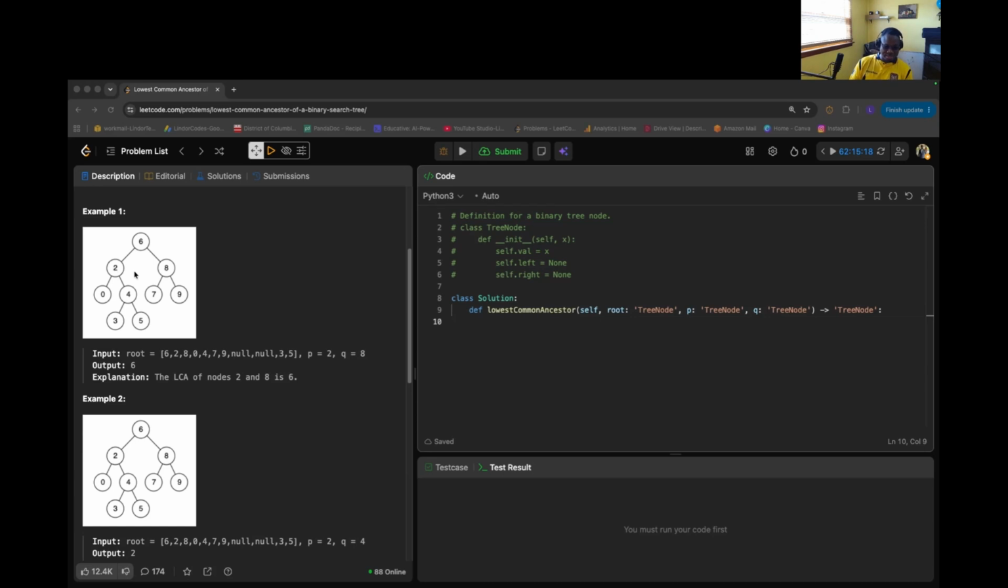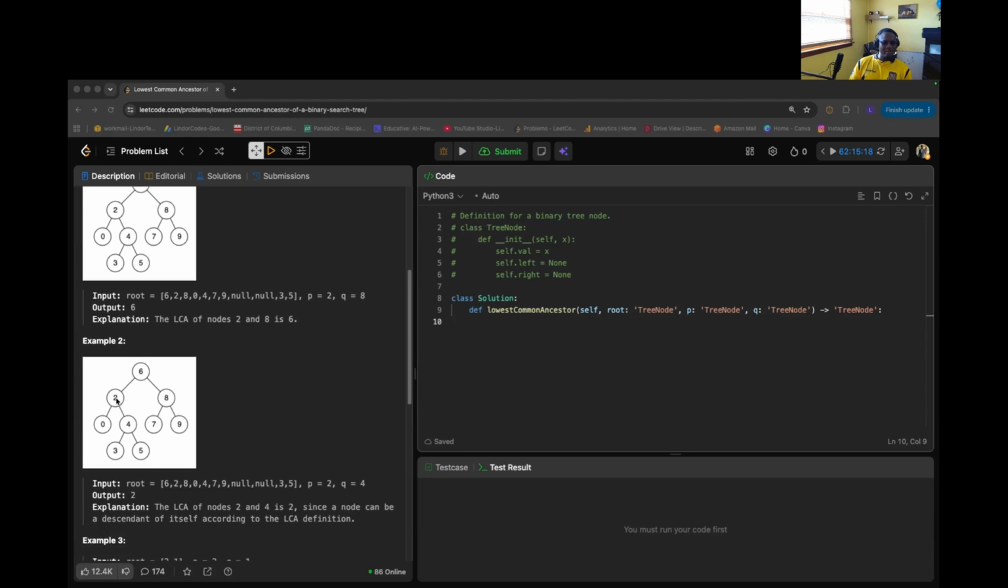If you look at this example, straightforward, we see that the nodes that we're dealing with are node 2 and 8. 2 and 8, who is their lowest common ancestor? Oh, it's 6, right? All right, now we have 2 and 4. Who is their lowest common ancestor? That's 2, right? Because 2 can be a descendant of itself, according to the LCA definition.